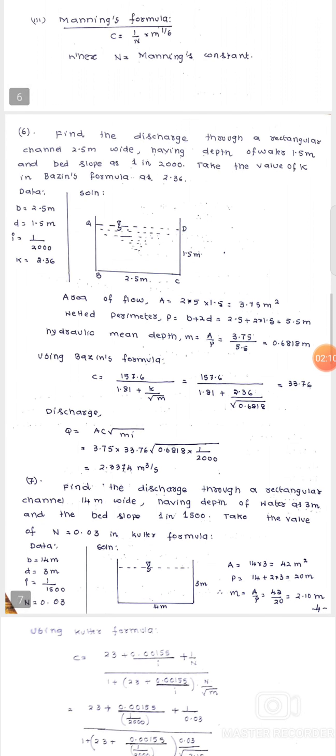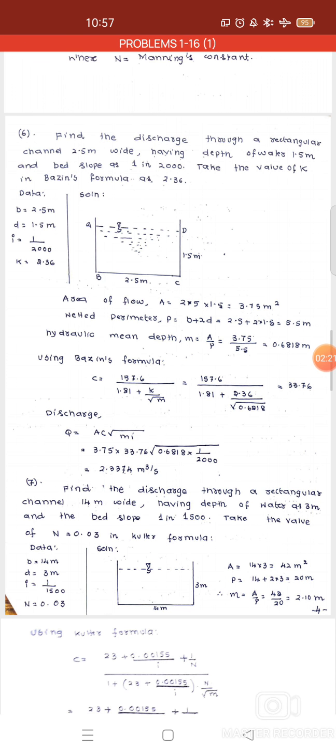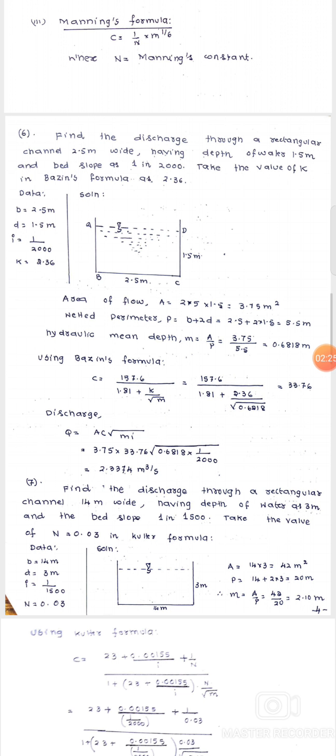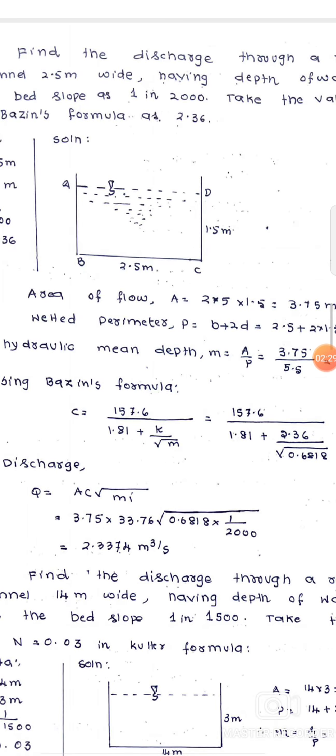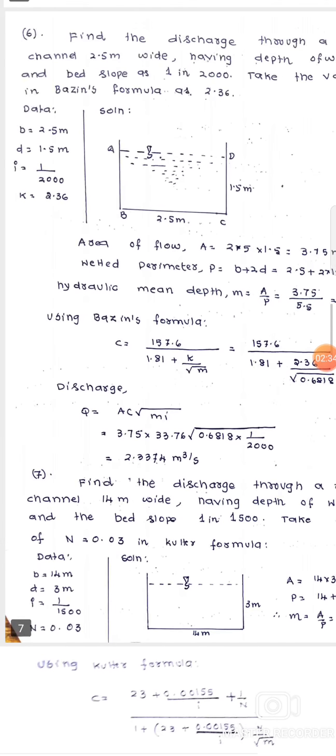Find the discharge through a rectangular channel 2.5 meter wide, having a depth of water of 1.5 meter and the bed slope given as 1 in 2000. Assume the value of k in Bazin's formula as 2.36. It is the same as the first numerical which we discussed in uniform flow: a rectangular cross section, the width is 2.5 and the depth is 1.5, but they ask you to find the rate of flow.